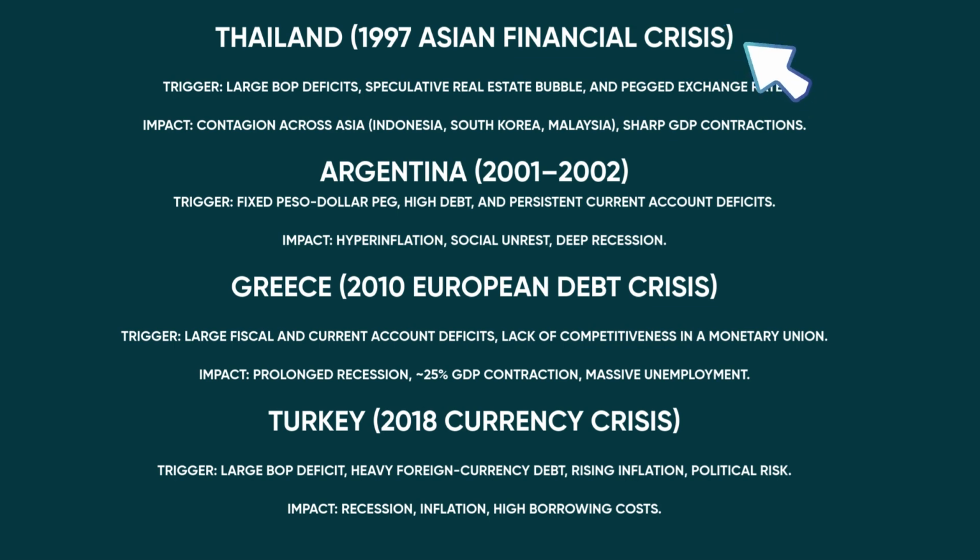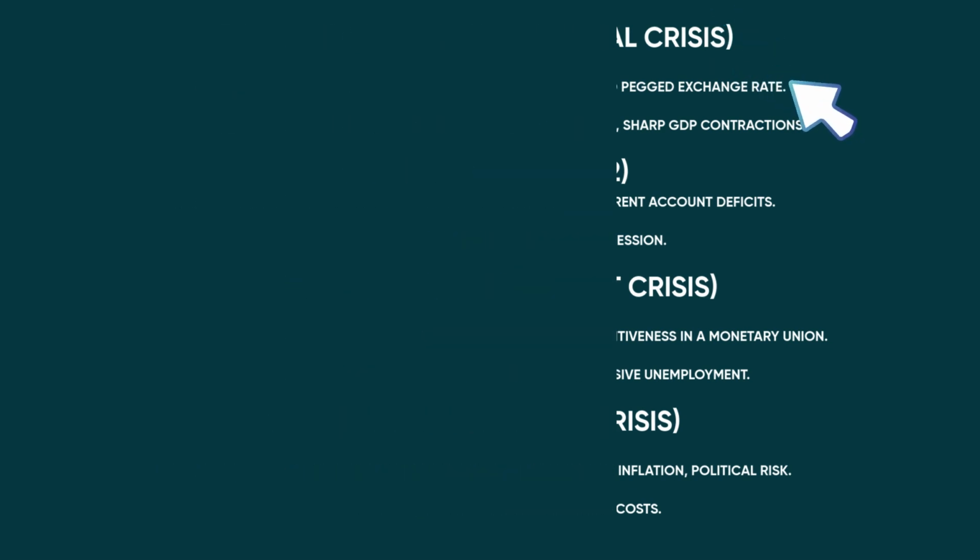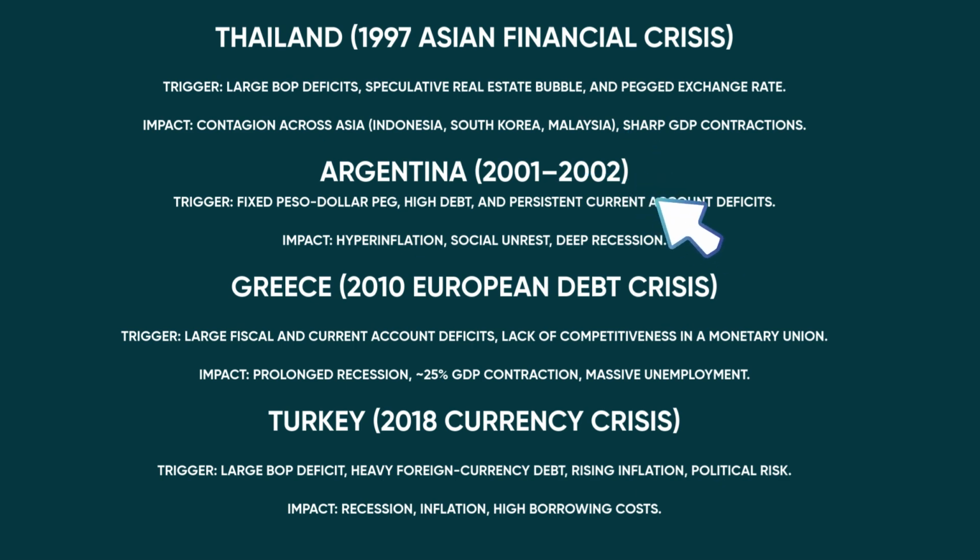And you'll notice that one thing that's common across these types of crises is that they're often using a pegged foreign exchange rate. So the economy is typically a closed economy to a large degree that relies very specifically on pegging the exchange rate to a foreign currency. And this is typical across almost all of these examples. And so in the case of Argentina, you had a fixed peso dollar peg, you had a high government debt, and then you had the persistent current account deficit.